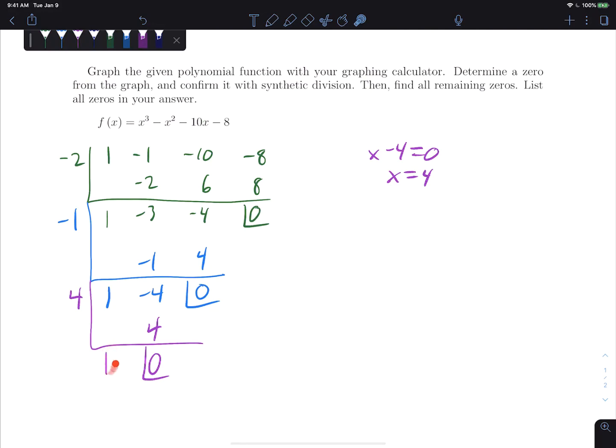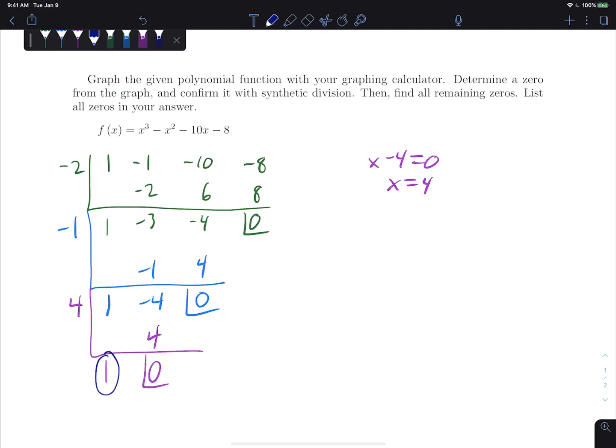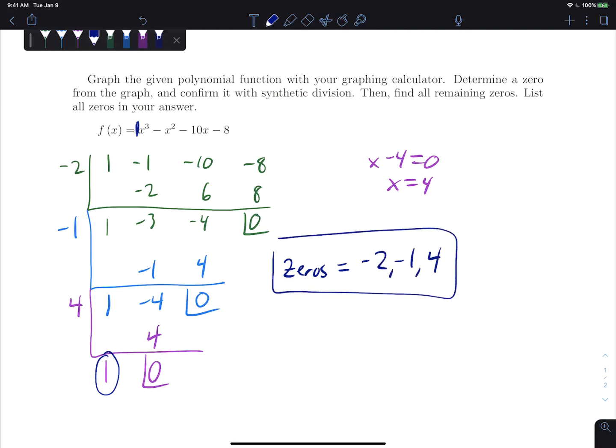Notice that this is not a 0. This is just the leading coefficient. So that number there is that number there. Alrighty. Notice, though, that we are actually done. The zeros of this polynomial are -2, -1, and 4. If we wanted to write down the x-intercepts, which is not what we're asking here, but if we wanted to, it would be the coordinates (-2, 0), (-1, 0), and (4, 0).